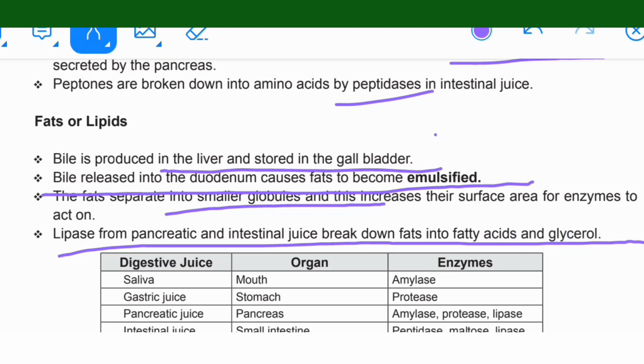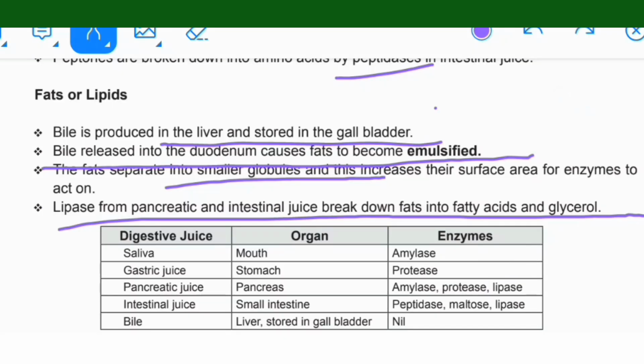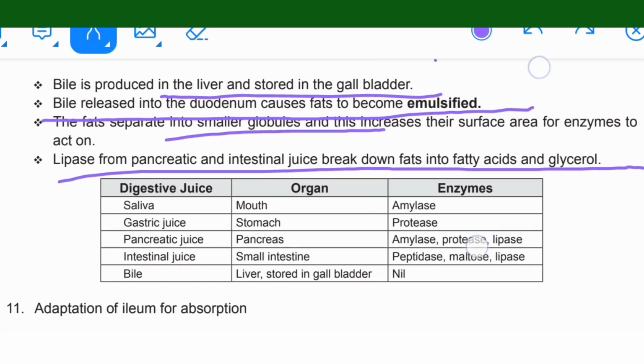So you might be asked, where does the digestion of fat begin? It starts in the small intestine. That's the first thing, and the end product of fats is fatty acid and glycerol, and it is done by what is called lipase. So let's have a review here. So we'll take a review right here.